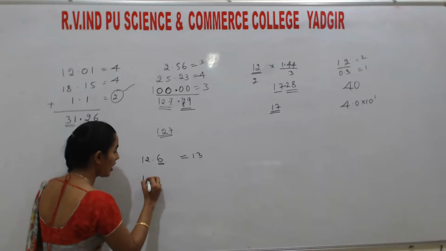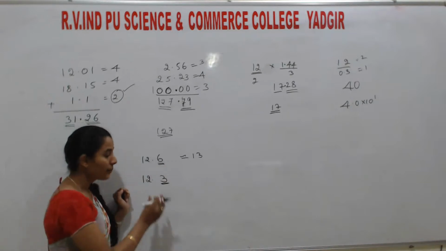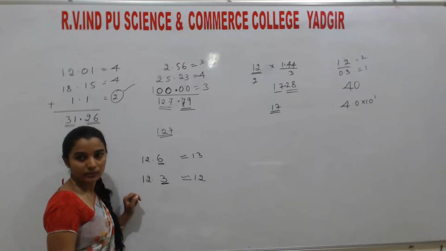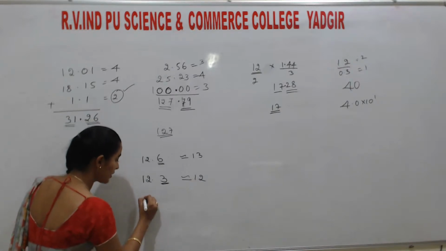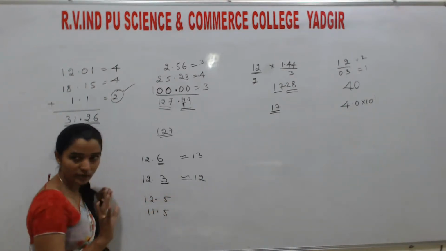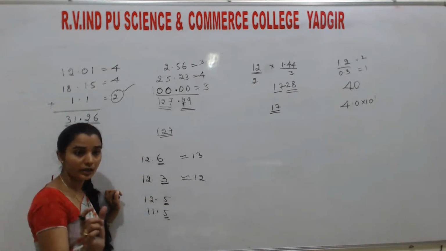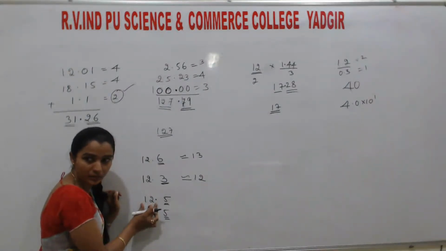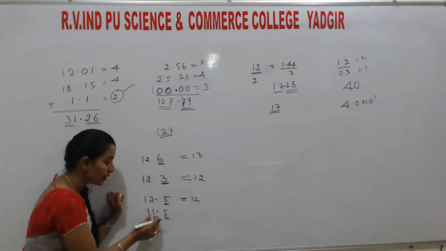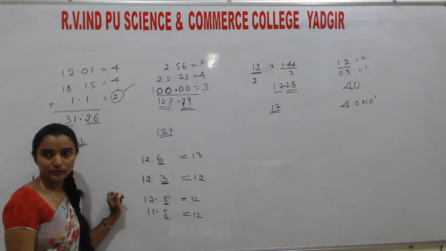Okay, next, if the last term is less than 5, then the preceding term is written as it is. Next, if the last term is equal to 5, like 12.5 or 11.5, then observe the preceding term. If it is an even value, write it as it is. If it is an odd value, add 1 and write it, like 12.